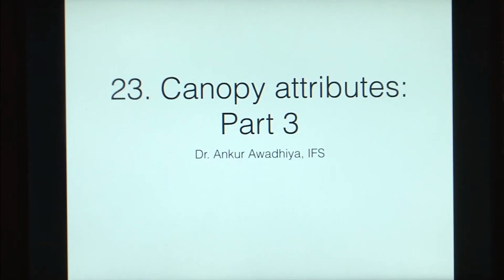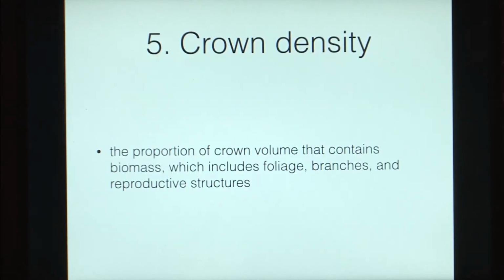Namaste. Today we will further continue with our discussion of canopy attributes in this third part of the series on canopy attributes. In the last class we have already gone through a few canopy attributes. To continue the discussion, the next point is crown density. Crown density is the proportion of crown volume that contains biomass including foliage, branches and reproductive structures. So, what proportion of your crown volume is containing the biomass will give you the crown density.